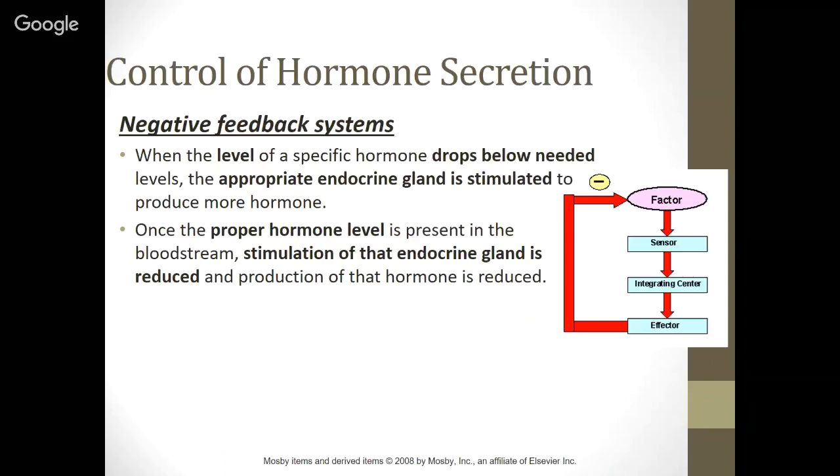So when the level of a specific hormone drops below needed levels, then the appropriate endocrine gland is stimulated to produce more hormone. So that's the furnace turning on. And once that proper hormone level is present, like the certain temperature that you get in the house, in the bloodstream, that hormone level gets to a certain level, and stimulation of that endocrine gland is reduced, and the production of that hormone is reduced. So you get to the certain temperature in the home, and the thermostat turns off the furnace.